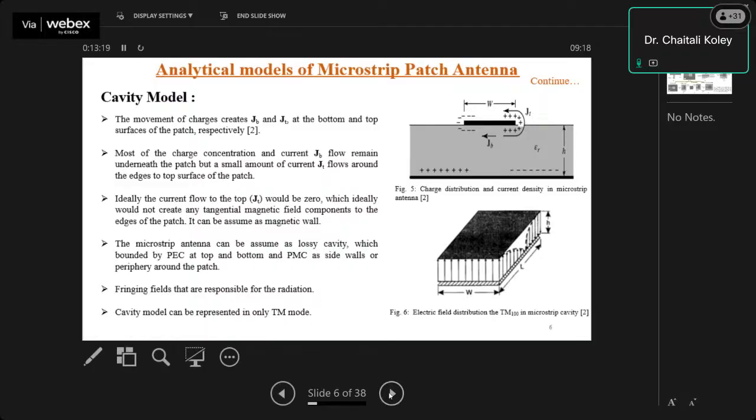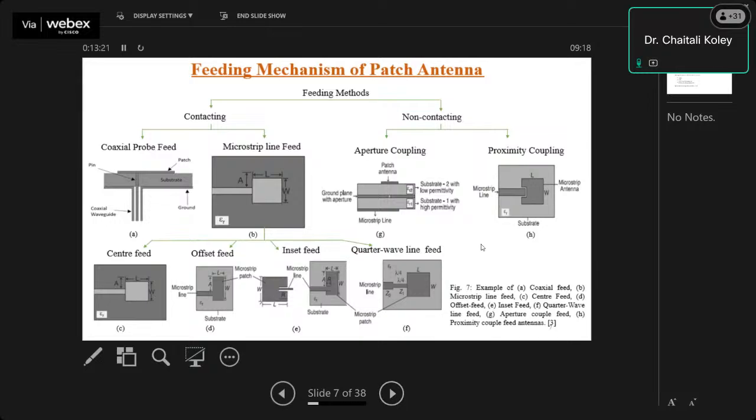So this is the cavity model, and now the different types of feeding mechanism. As I already told, there are different feeding mechanisms to feed the antenna. First of all, we can divide the feeding mechanisms into two categories: one is contacting, another is non-contacting. Under contacting, we can consider the coaxial probe feed and the microstrip line feed.